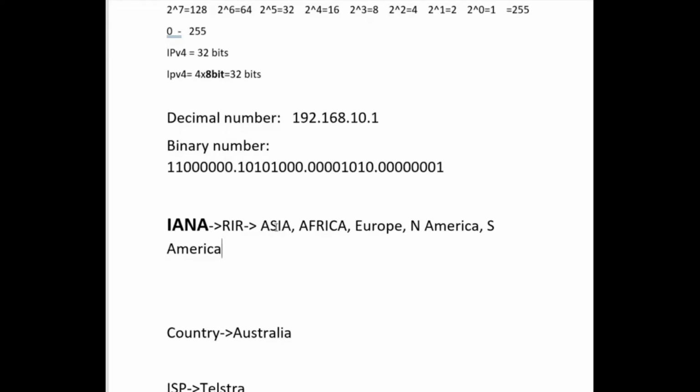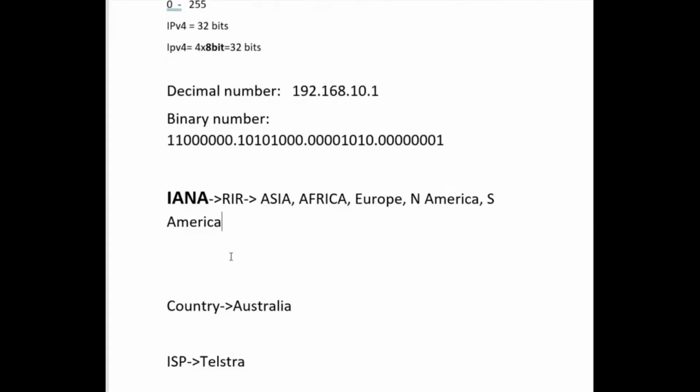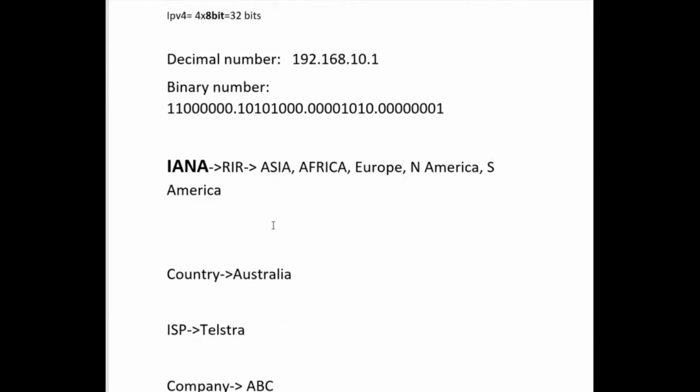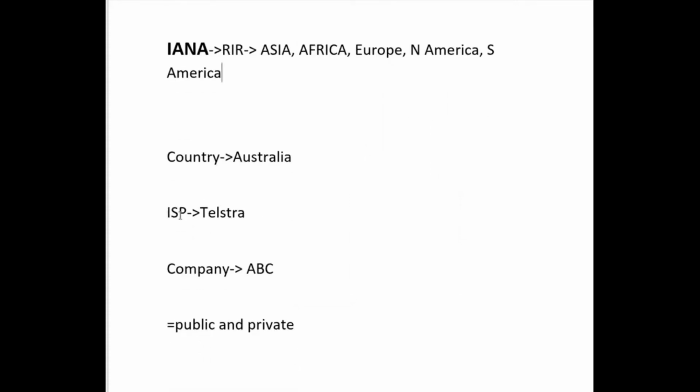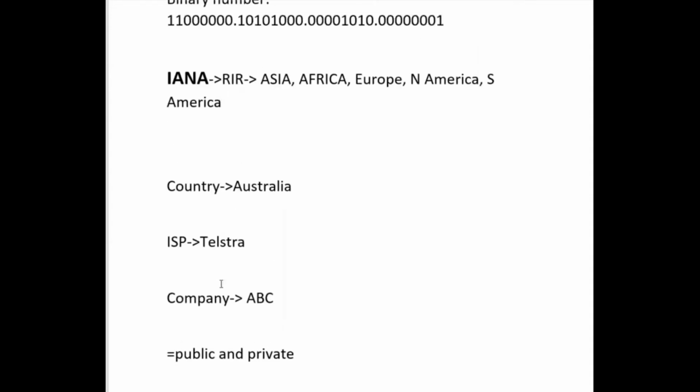This is the actual region: Asia, Africa, Europe, North America, South America. We are under Asia Pacific. At first, IANA assigns the IP address block to the RIR, then the RIR assigns to a particular region, each region assigns to a particular country, and from the country the ISP assigns to the company, and the company gets the IP addresses. That's how the IP address distribution happens.